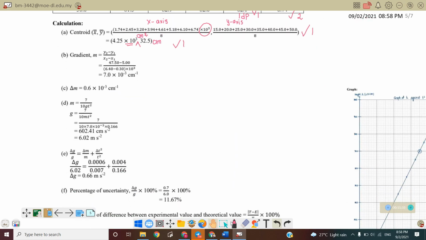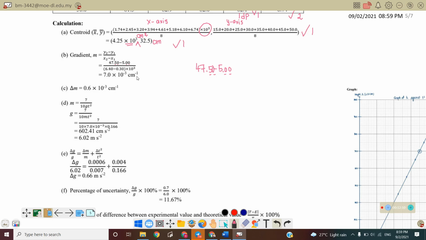Okay, so for the calculation part, y is 47.50 minus 5.00. Okay, because just now we already know that half of the smallest division is 2 decimal places. So here we have 2 decimal places, here also 2 decimal places. If we write 47.5 minus 5, it also cannot, because we must read 2 decimal places. So here you must add on 0, here you must write 0.00. Okay, so 1, 2, 1, 2.